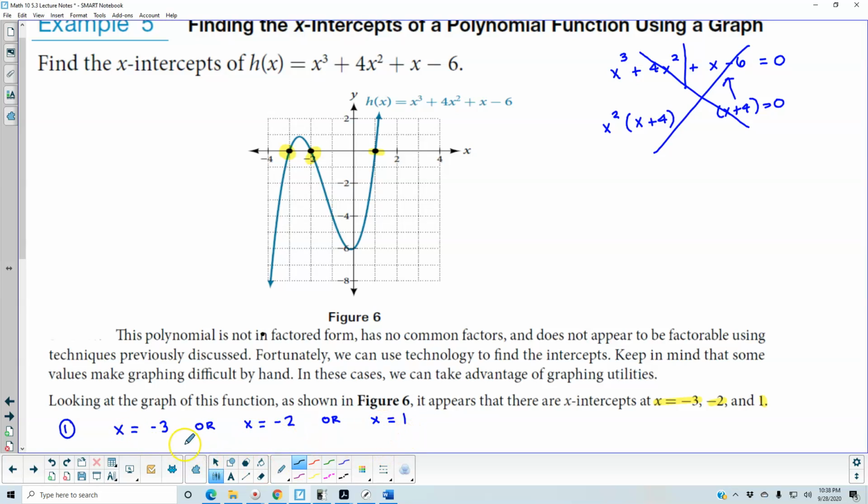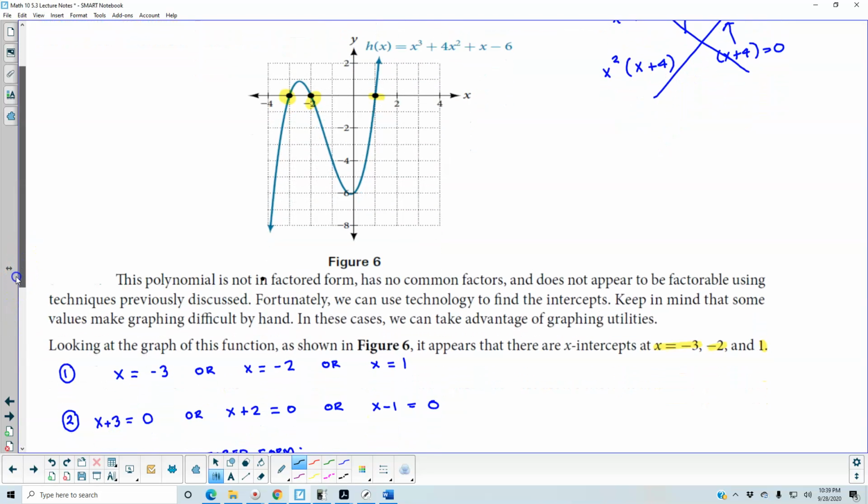In order to do that, we're going to add 3 to the left side, we're going to add 2 to the left side, and we're going to subtract 1 from the left side. And so in step 2, what we're going to end up with is x plus 3 equals 0, or x plus 2 equals 0, or x minus 1 equals 0. Now, again, kind of going in the opposite direction of how we would find x-intercepts, what would this look like before getting to this result?